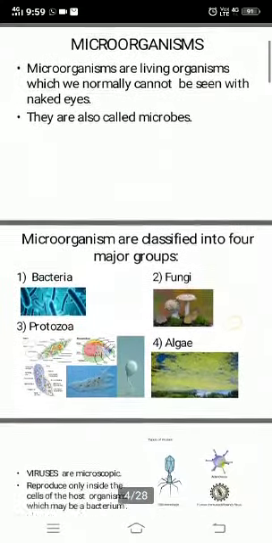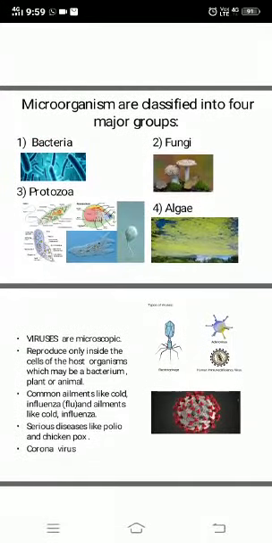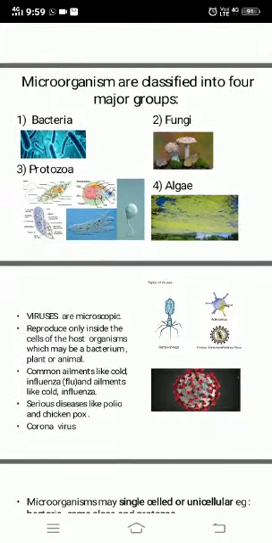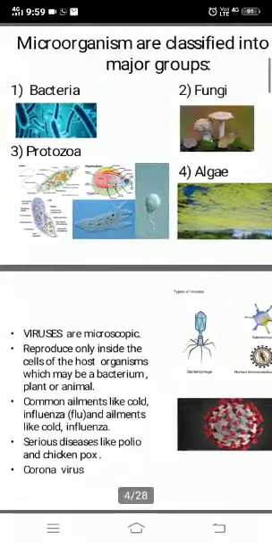Now microorganisms are classified into four major groups. What are the four major groups? Bacteria, fungi, protozoa, algae. Bacteria, you can see the picture there. Your curd is made with the help of a bacteria. We will be studying that. Fungi, mushrooms, you have seen. Even penicillin, which you eat, that is an antibiotic. It's made from penicillium, which is a fungi.